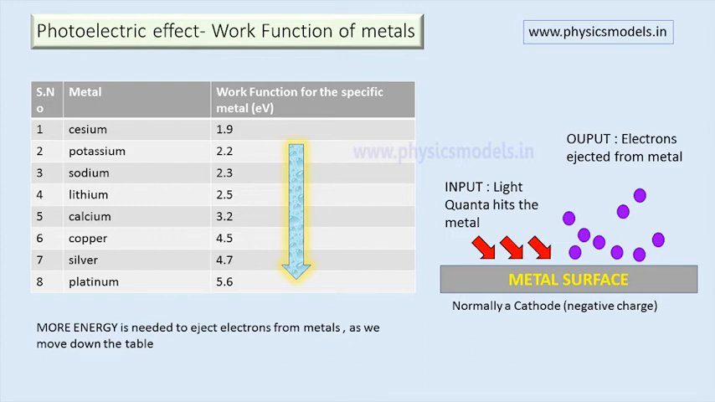Hi, in this video I'll explain the concept of work function of different kinds of metals, and we'll start with what is work function. So on the right hand side you can see a sketch where there's an incoming light beam. It consists of quantum packets of energy, and light is energy. It hits the metal, and from the metal out come electrons which have been ejected or thrown out from the atoms of that metal. These electrons are here represented as blue spheres.